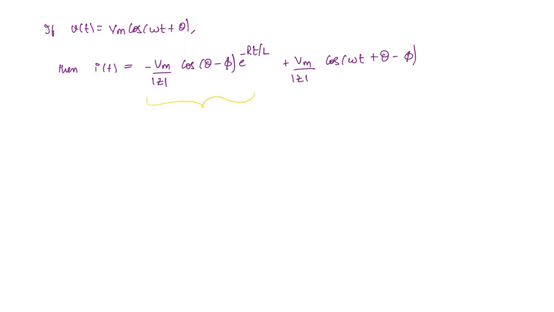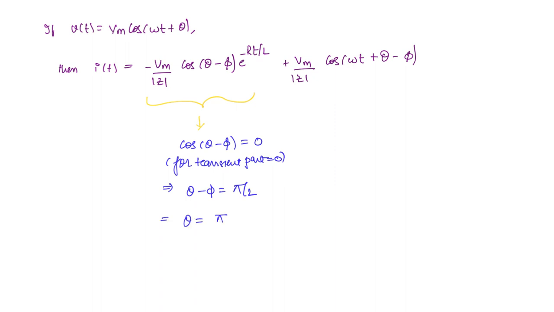So for the transient part to be 0, cos theta minus phi is equal to 0, for a transient free response. Then theta minus phi is equal to pi by 2, so theta is equal to pi by 2 plus phi. Phi you can write as tan inverse omega L by R. This is the initial phase of the voltage source.